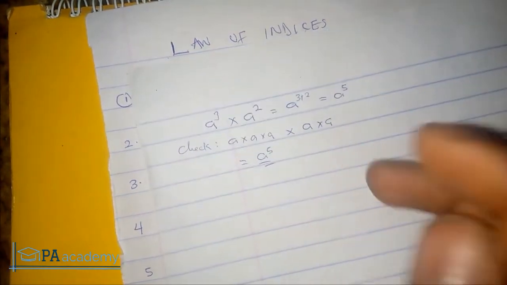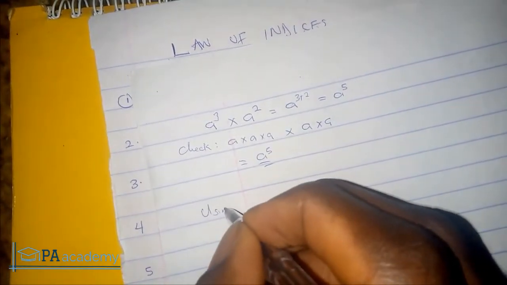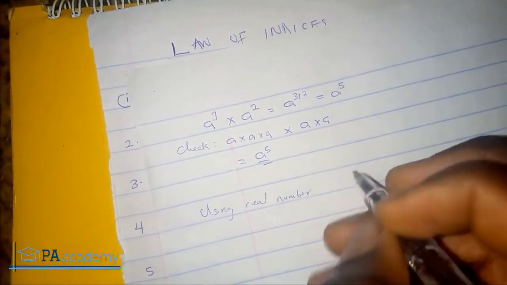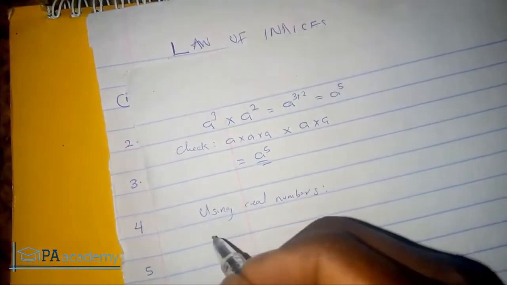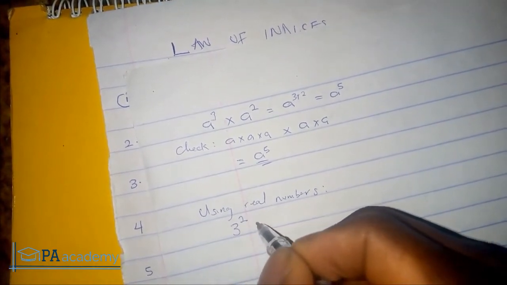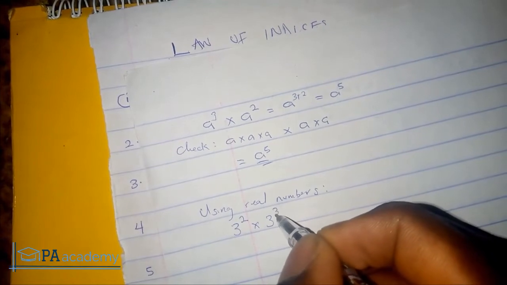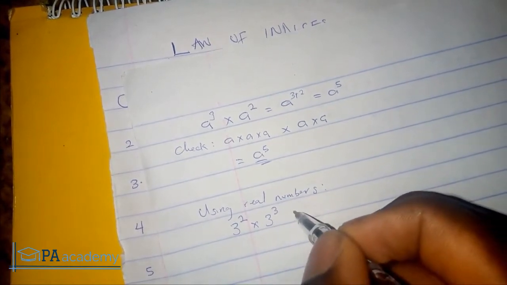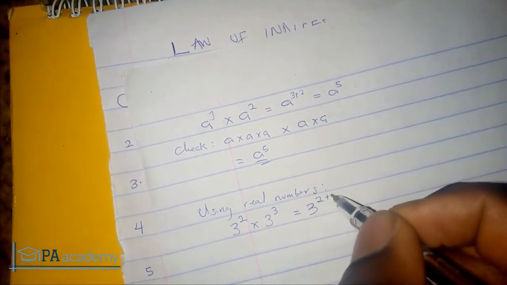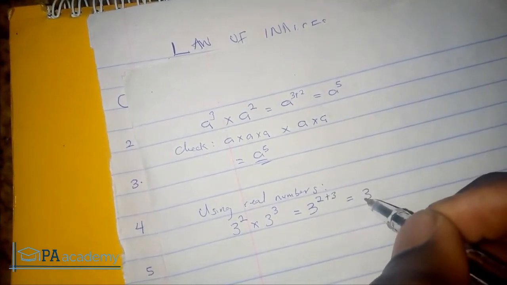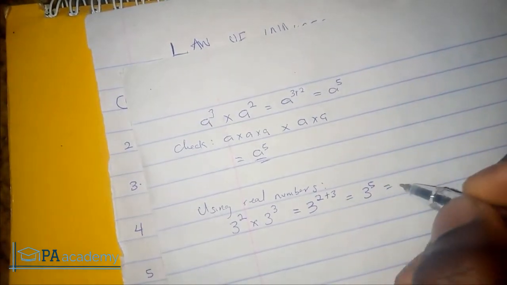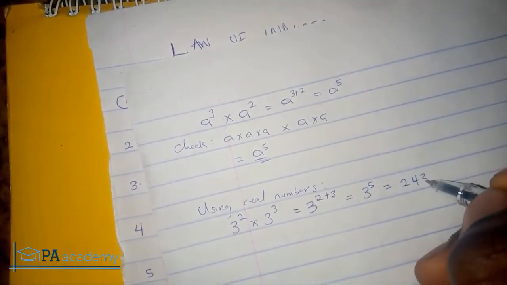So now let's use real numbers. Let's say we have 3 raised to power 2 times 3 raised to power 3. Now we can write this as 3 raised to power 2 plus 3. That's giving us 3 raised to power 5, which is equal to 243.